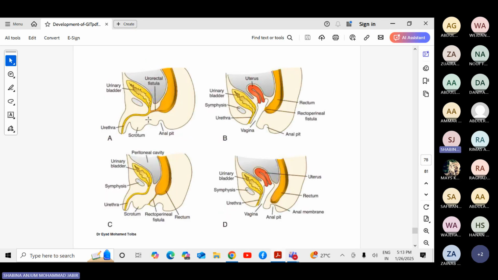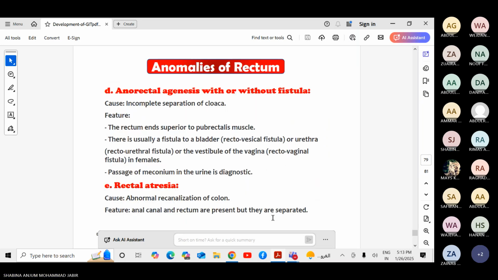These are the different structures where you will find the anorectal fistula, and here you will find there is no opening. There you will find that the anal membrane has not ruptured, so there is no opening and no connection with the exterior. The same as we have seen, there may be agenesis, which can be with fistula. Agenesis means complete absence.